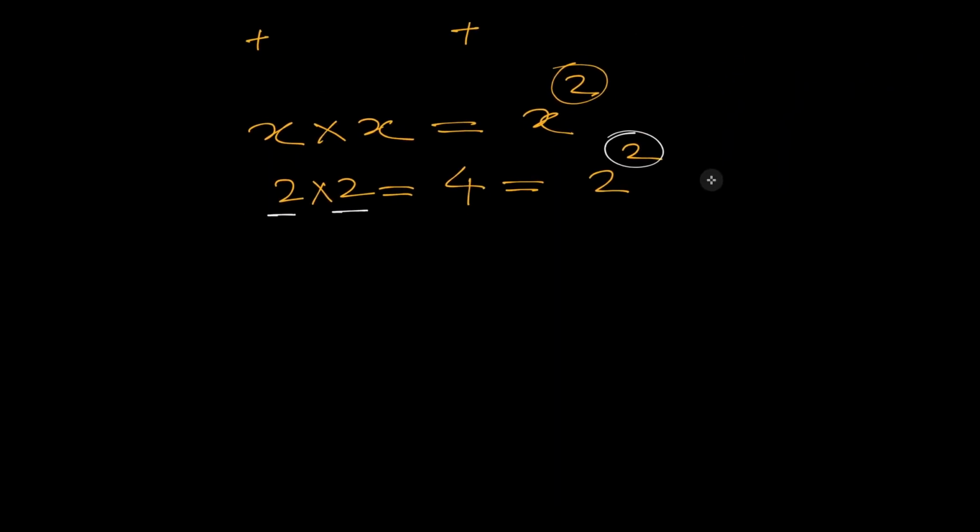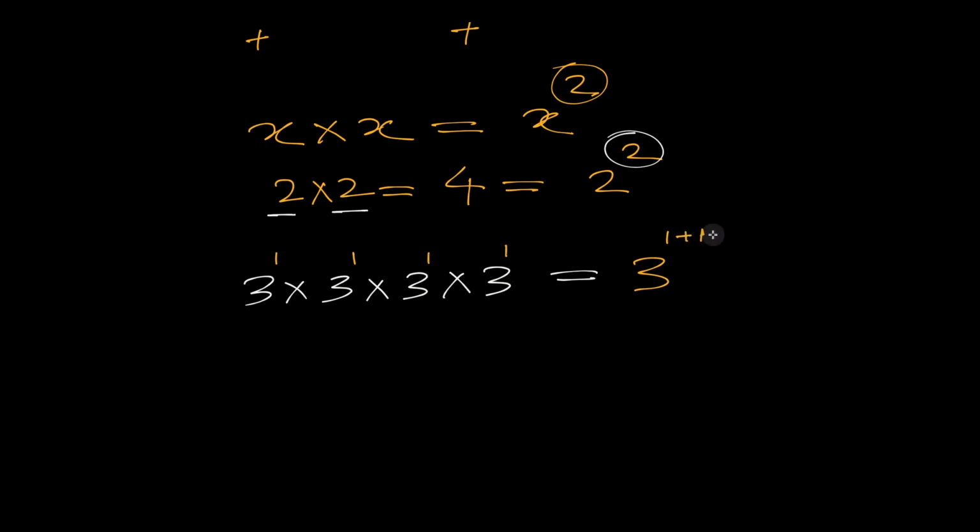Let's take one more example. 3 into 3 into 3 into 3. How many times is the 3 getting repeated? So here it is 1, here it is 1, here it is 1, here it is 1. So can we say 3 to the power of 1 plus 1 plus 1 plus 1? So it is going to be 3 to the power of 4. The same 3 to the power of 4 can be written as 3 four times.